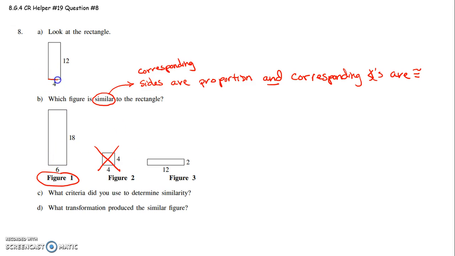We'll call this the width, and we'll call this side here the length. So on the new rectangle, I'm going to call the shorter length here the width, and I'm going to call the longer side here the length. So corresponding sides are in proportion. So there's several ways to do this. So for our criteria, I'm going to show corresponding sides are in proportion.